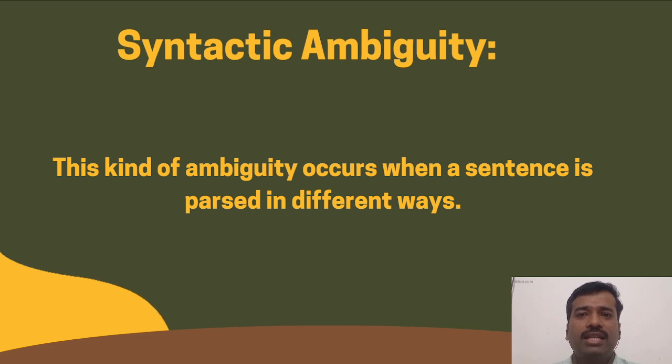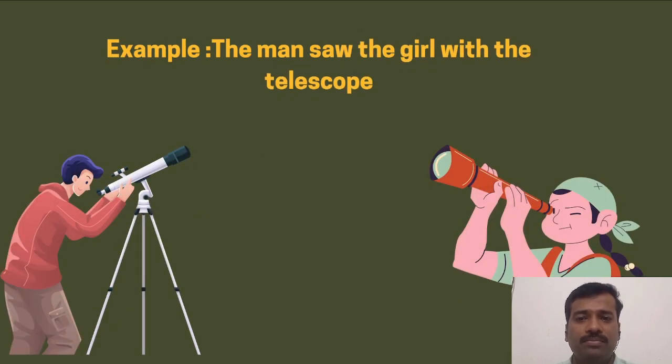Second, syntactic ambiguity. This kind of ambiguity occurs when a sentence is parsed in different ways. For example, the man saw the girl with the telescope. Such ambiguity is present whenever the syntax of a particular sentence can be parsed in different ways. This example is ambiguous because either the man saw the girl carrying a telescope, or he saw her through his telescope. So a single comma makes a difference in the entire meaning of a sentence.